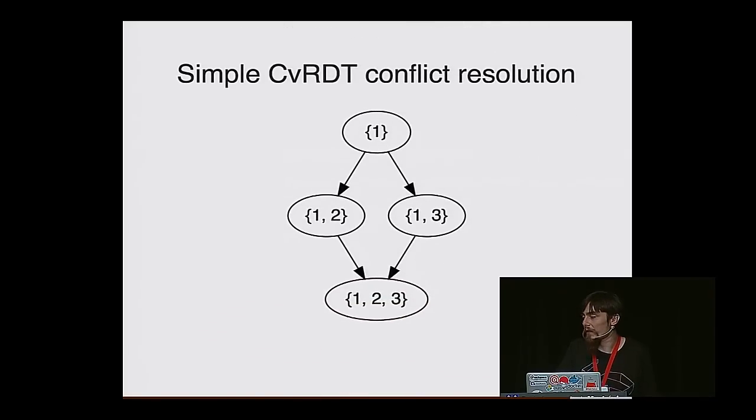So for example, if I have a set on top with the number 1 in it. I have one writer that adds the number 2. I have another writer that adds the number 3. And there's only one way that I can merge those two sets, and then eventually I end up with 1, 2, 3. If I hadn't had a CRDT, and I was just doing last write wins, one of these two writes would have been lost.